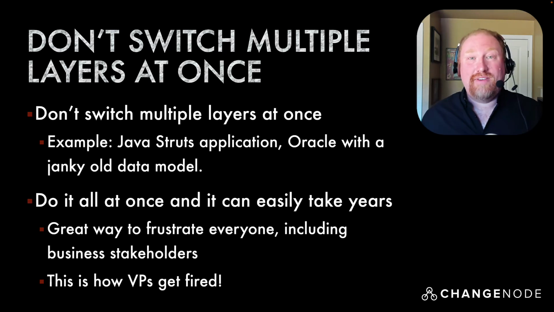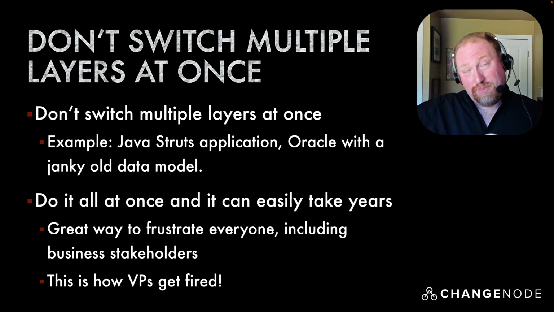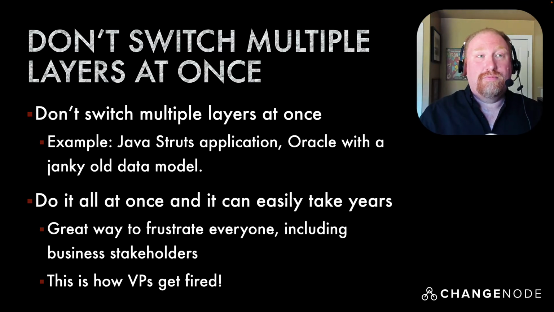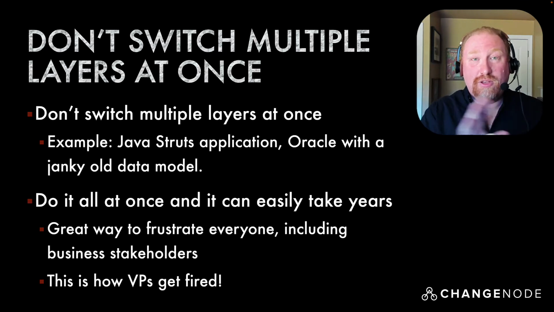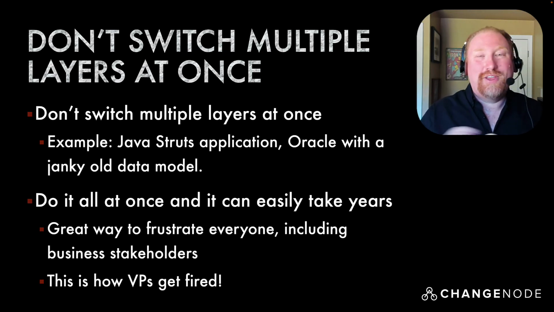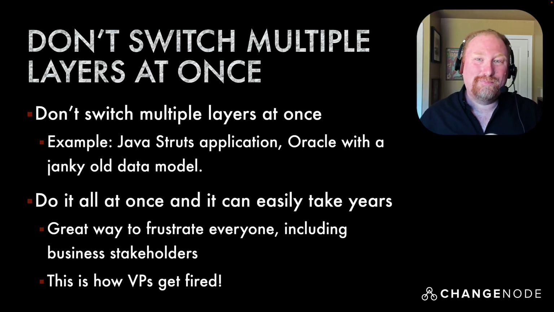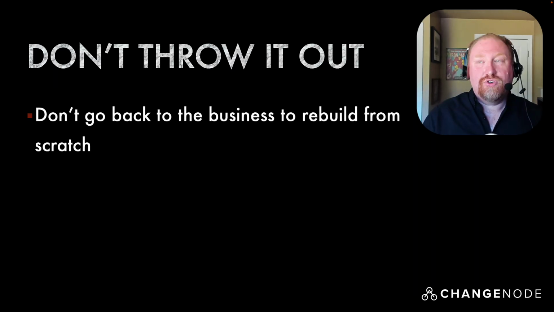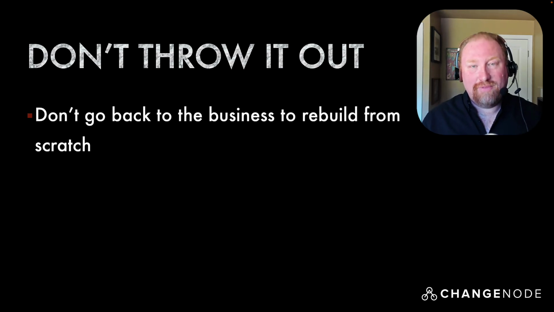So now instead of having maybe a 3-year project that winds up with the VP of the group getting fired, you have a project that you can take in small chunks and you get wins at every step. You get a win when you retire the old Struts code, you get a win when you switch from Oracle to Postgres, and then you get a win as you clean up the data model. Part of that comes back to not throwing it out. Try to avoid making those pitches of blowing everything away and then rebuilding it from scratch.